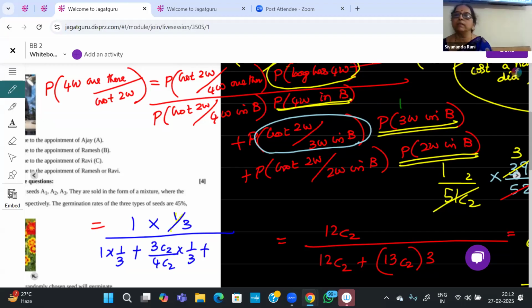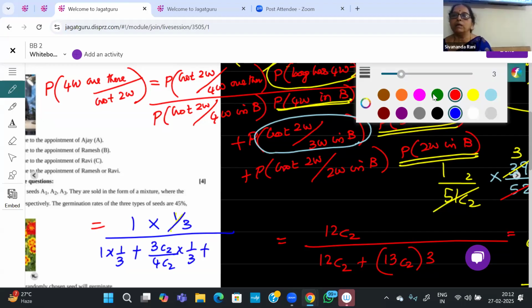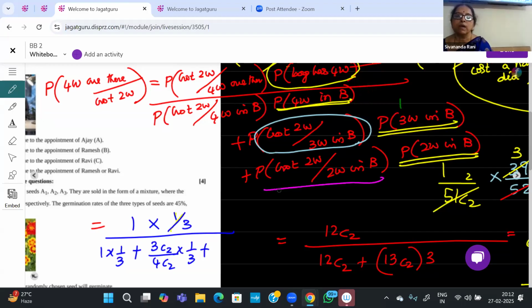And the last one. I got 2 white, but there are 2 whites in the bag. So 2C2 by 4C2. I don't want the other color ball to come. I want both the balls to be white only. So 2C2 by 4C2 into 1 by 3.